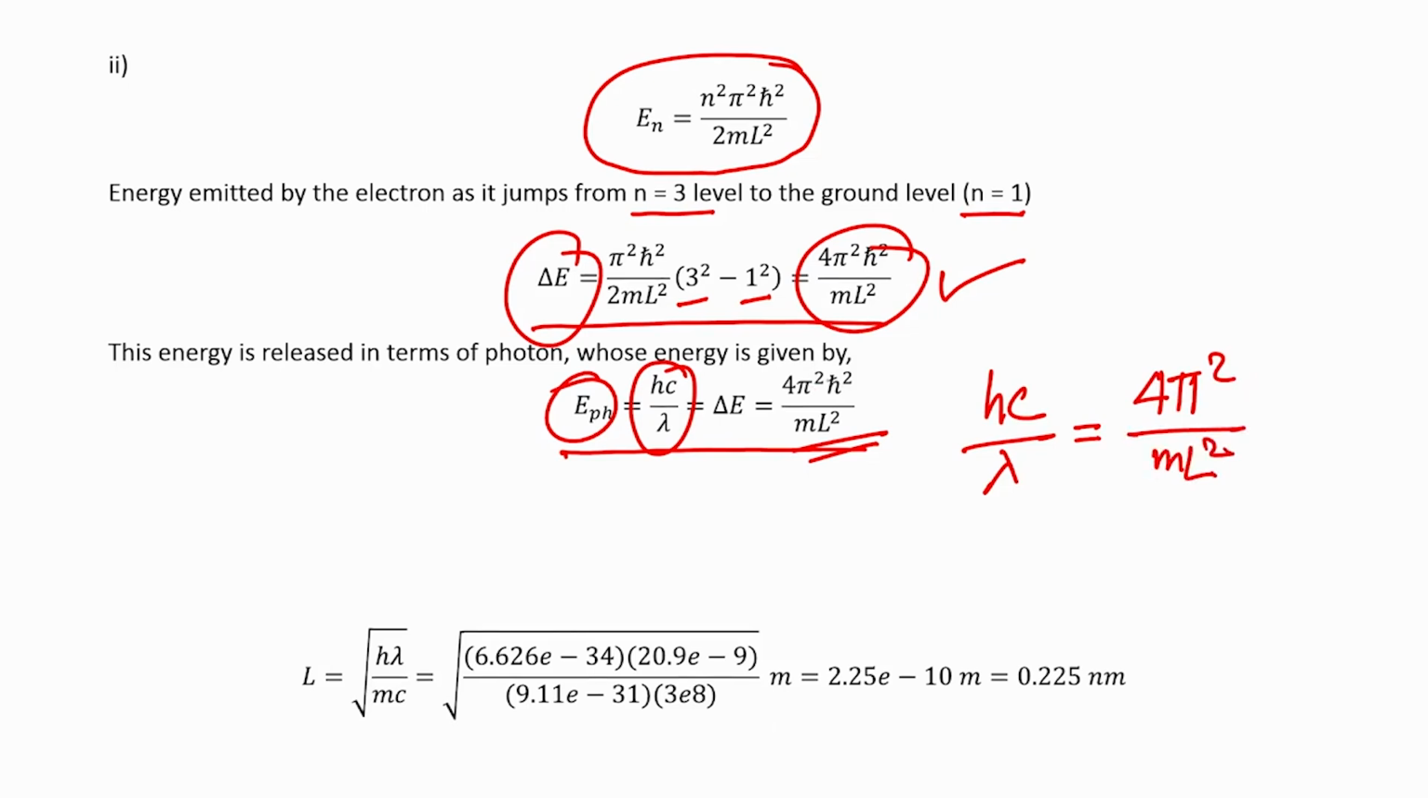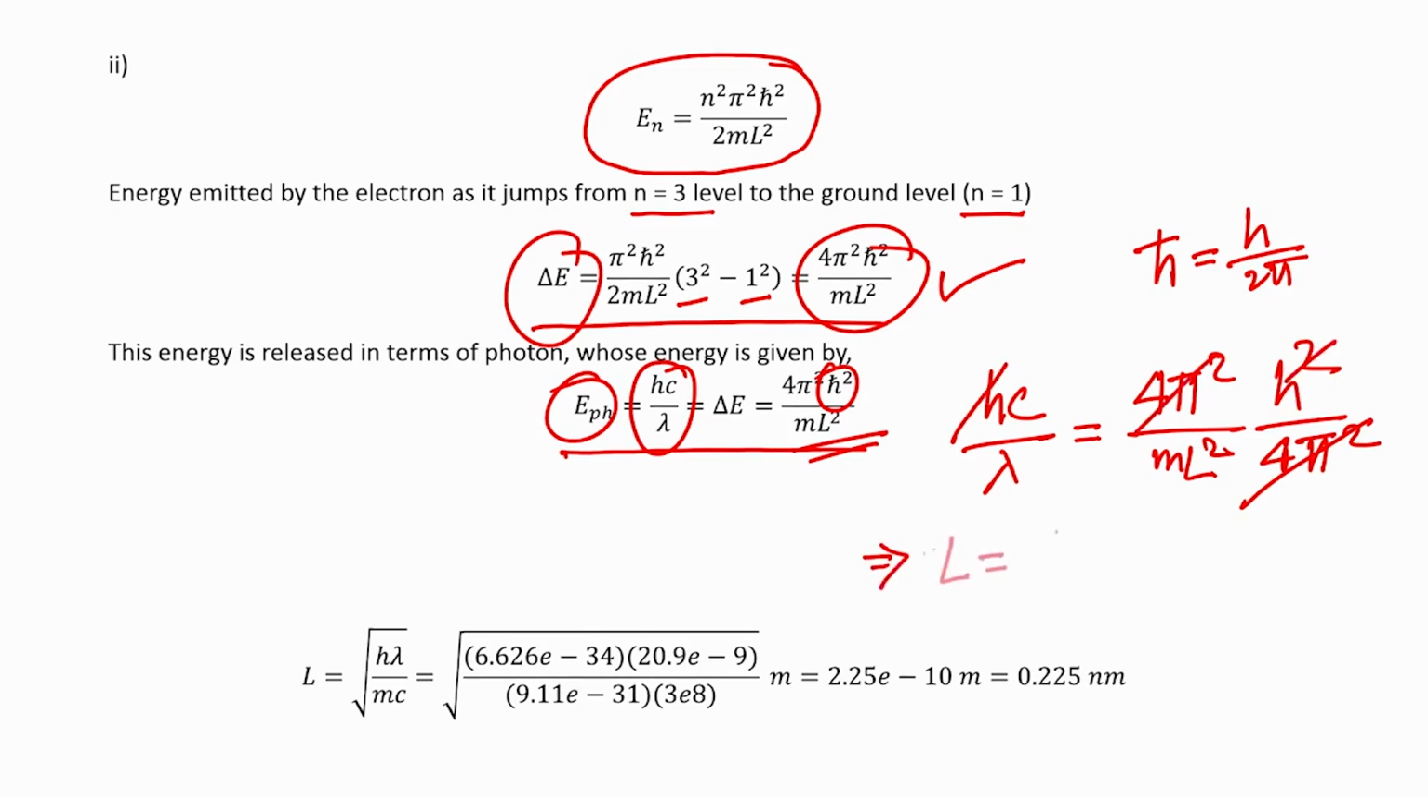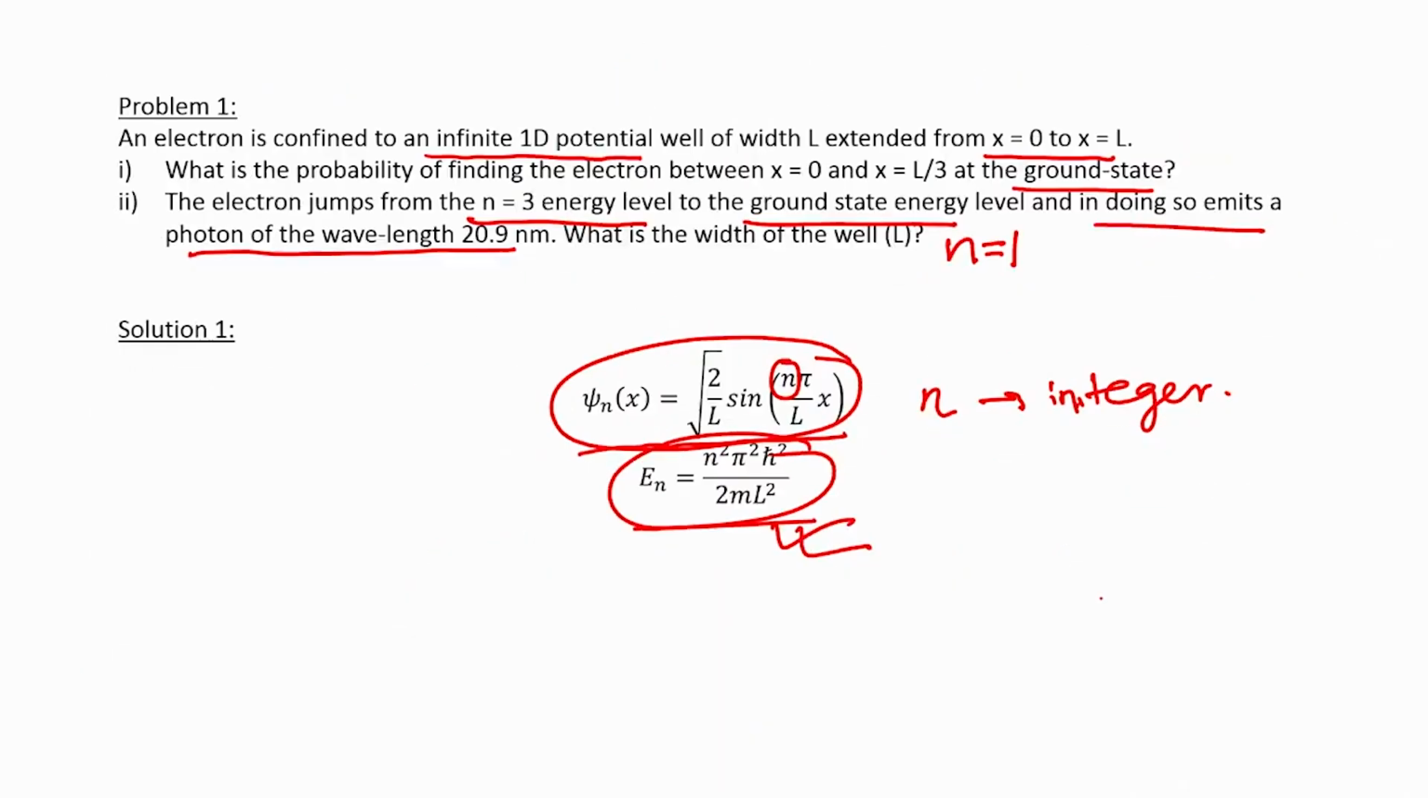Let us convert this h cut into h by 2 pi. H cut is just the reduced Planck's constant, so this is equal to h by 2 pi. Let us plug in this expression here, h square by 4 pi square. So, this will be cancelled out, one h we can cancel here, and L will become equal to h lambda by mc. Okay. So, now you just plug in the numbers given in the problem.